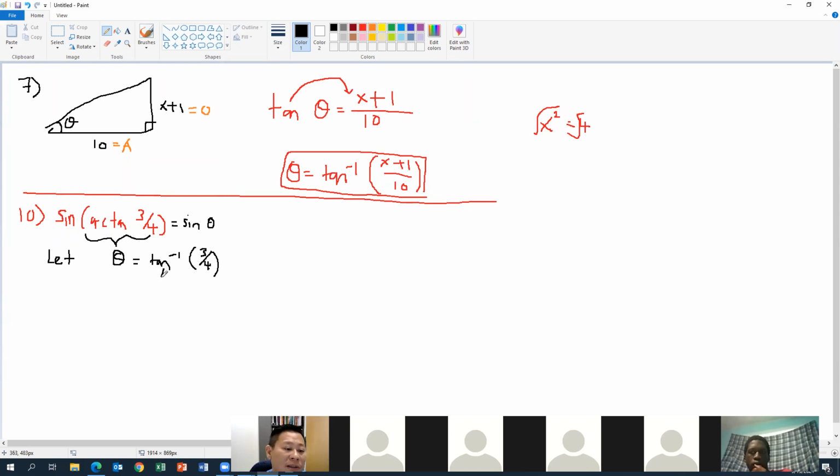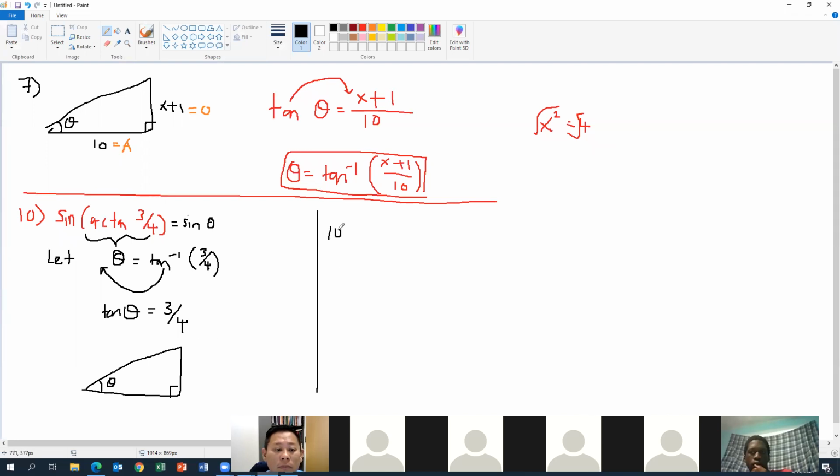So what happens when you move the tangent back over here? The inverse tangent, so that will become tangent. So now this is where you begin to draw your right triangle. And we know this is a theta. Can someone tell me where do you put 3 and where do we put 4 in this? 3 is on the opposite side, and 4 is on the adjacent.